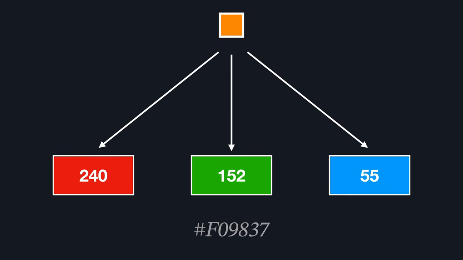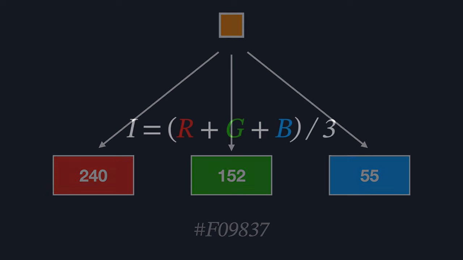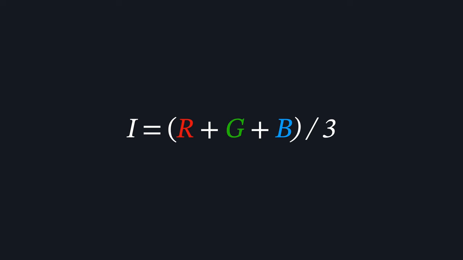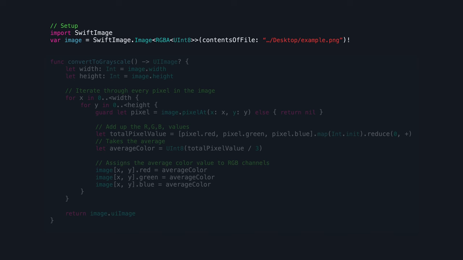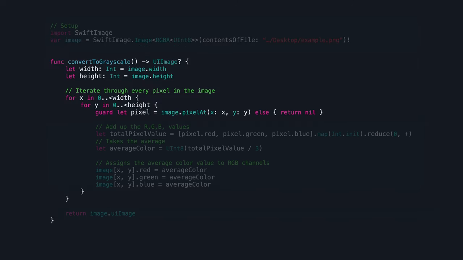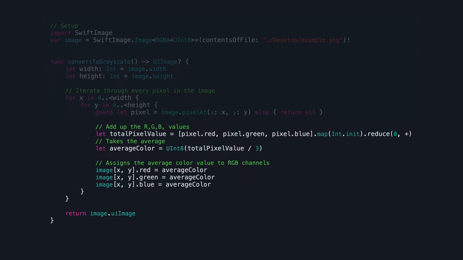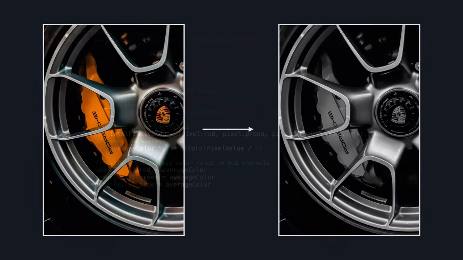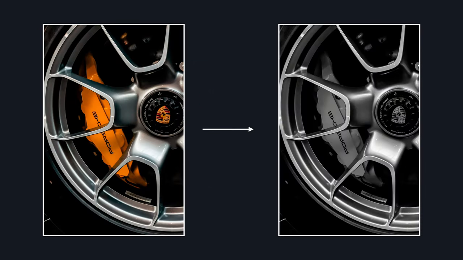Let's try and figure out the intensity of this pixel. We can start by breaking it into its individual red, green, and blue components. A naive way of implementing the grayscale algorithm would be to take the average of these three color values. The code is pretty straightforward, as you might expect. We'll do a little bit of setup here, and then we'll iterate through every pixel in the image, grab the RGB values respectively, take their average, and then update the pixel's color. That'll give us an image that looks like this.